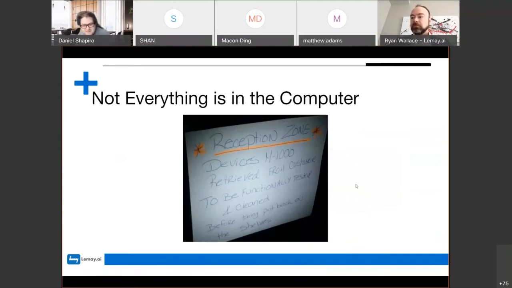Another problem is that sometimes stuff is not in the computer. It's on a spreadsheet or on a piece of paper. This is a real picture of the Neuraleve warehousing. Not everything is in the computer. Sometimes you've got to do digitization.